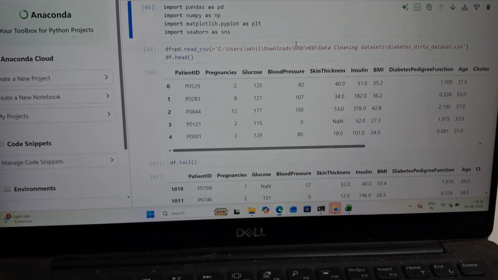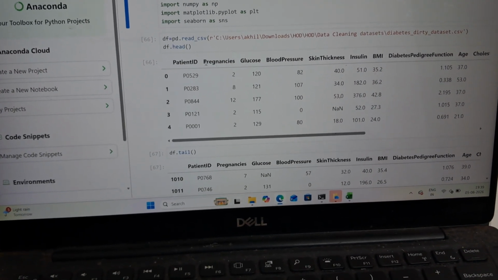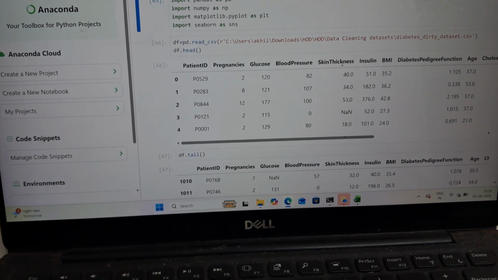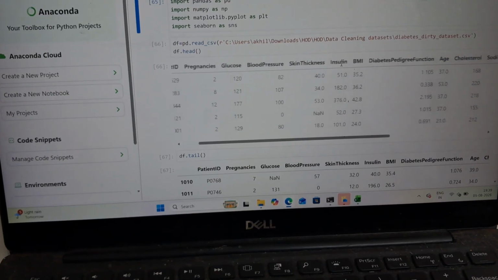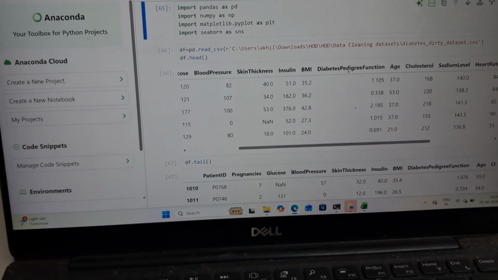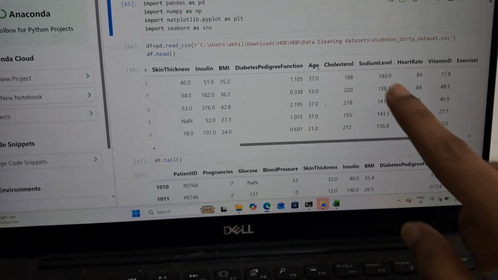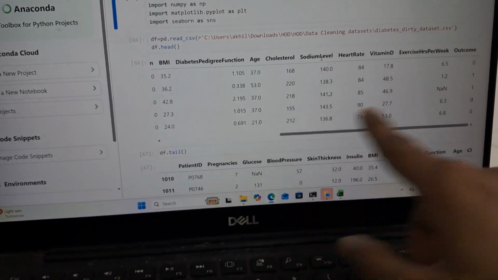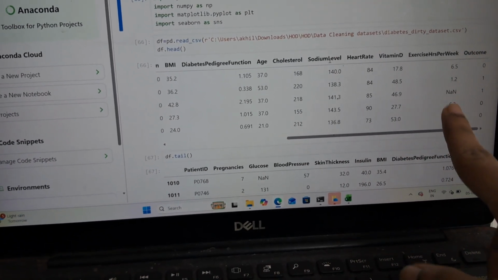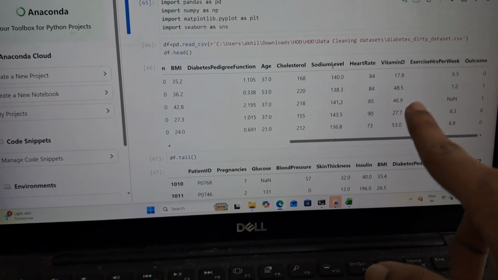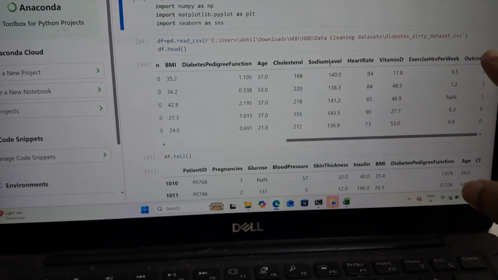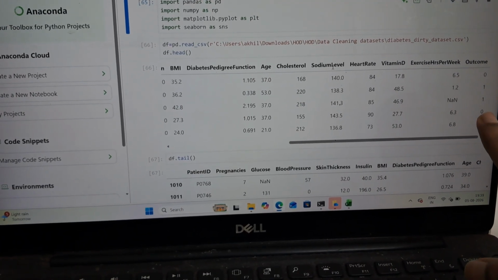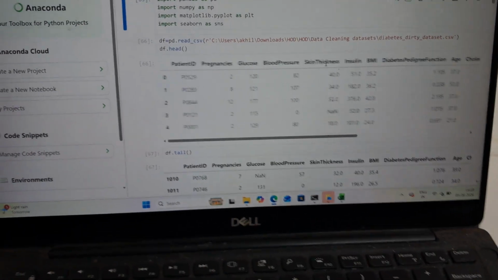There are many input parameters like patient ID, pregnancy, glucose, blood pressure, skin thickness, insulin, BMI, diabetes pedigree function, age, cholesterol, sodium level, heart rate, vitamin D, exercise per week. So these are input variables, also known as feature variables or independent variables. This outcome is the output variable or target variable, also known as the dependent variable.